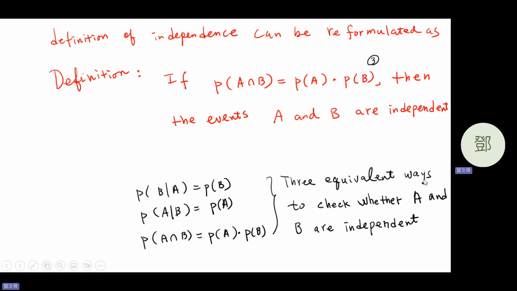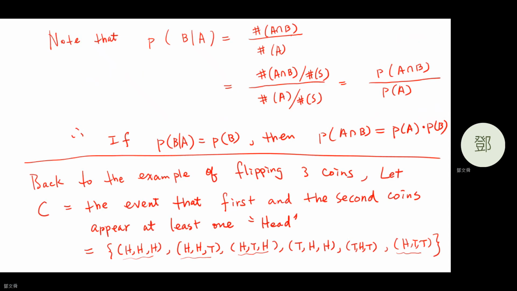Next page. So now, is there any example that two events are not independent? The next example is the example to demonstrate that two events are not independent.